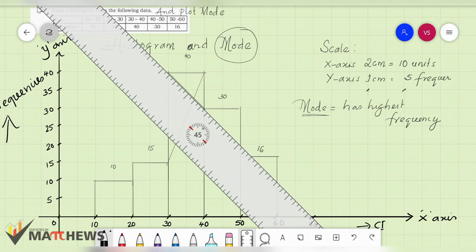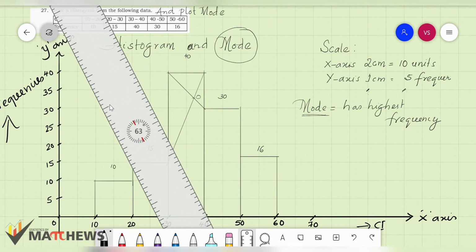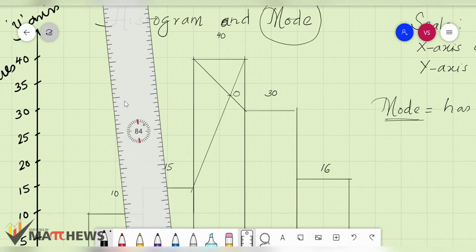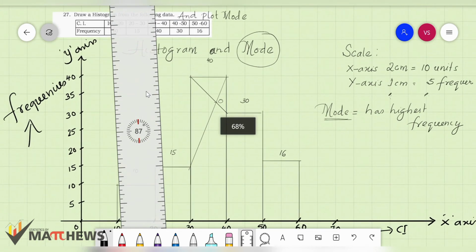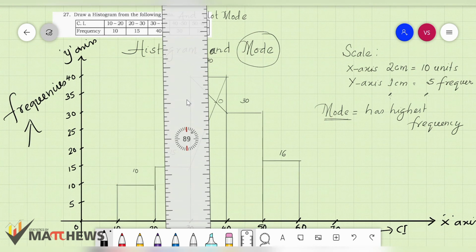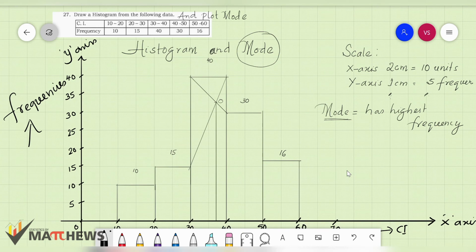From here, this is the point of intersection. You mark this as O. From this point of intersection, draw a perpendicular line touching the x-axis. See, it touched the x-axis at this point.